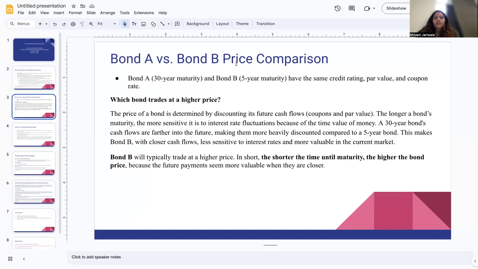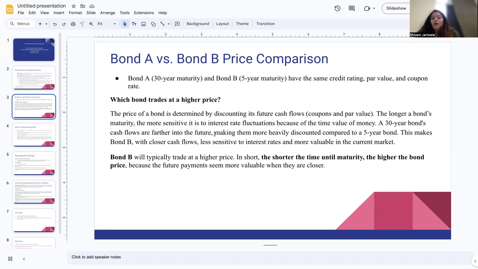We have been given this situation where we have to compare which bond will trade at a higher price. The price of a bond, as we discussed, is determined by discounting the future cash flows, including the coupon payments and the par value. The longer a bond's maturity, that is bond A, the more sensitive it is to interest rate fluctuation because of the time value of money.